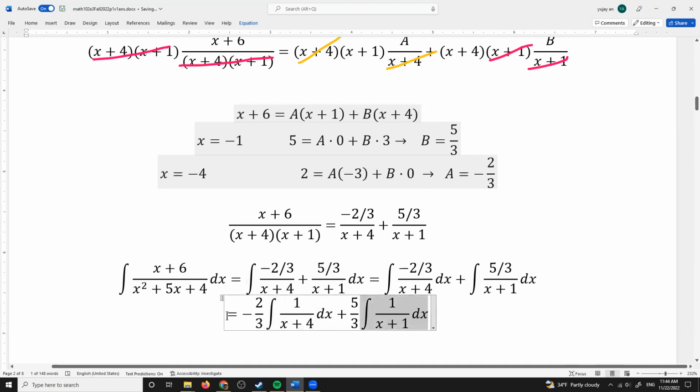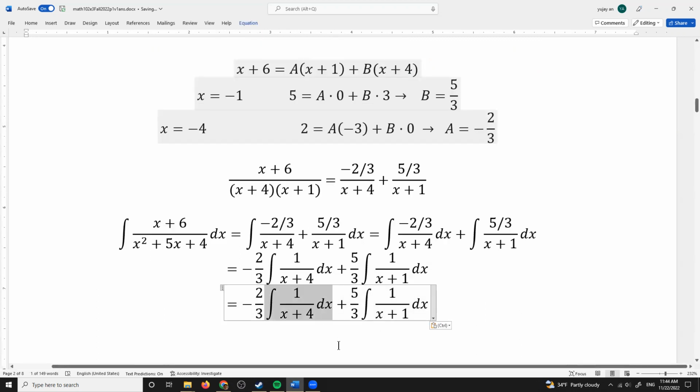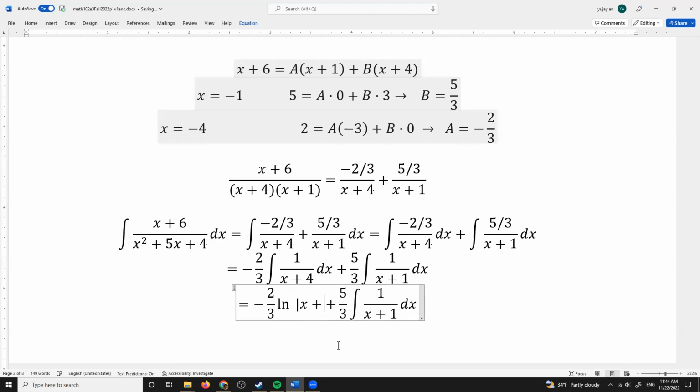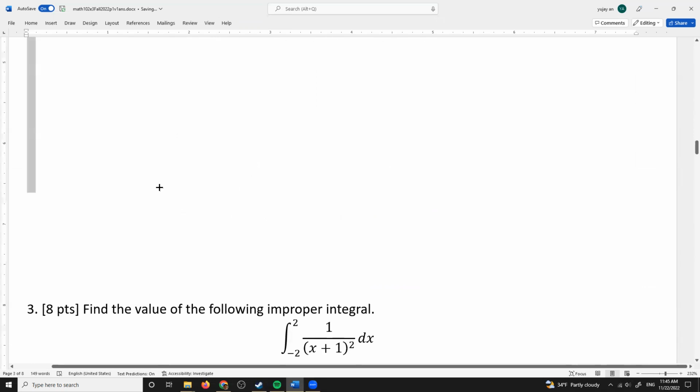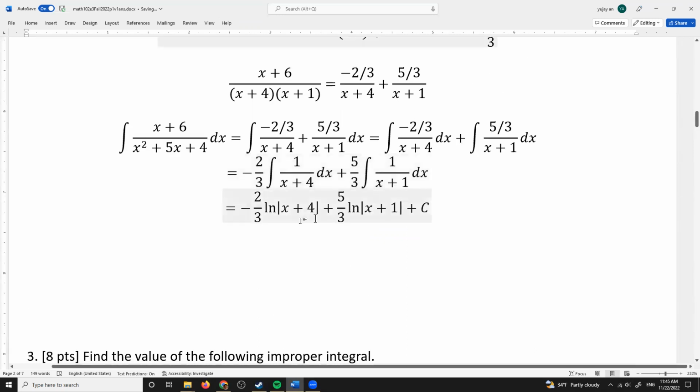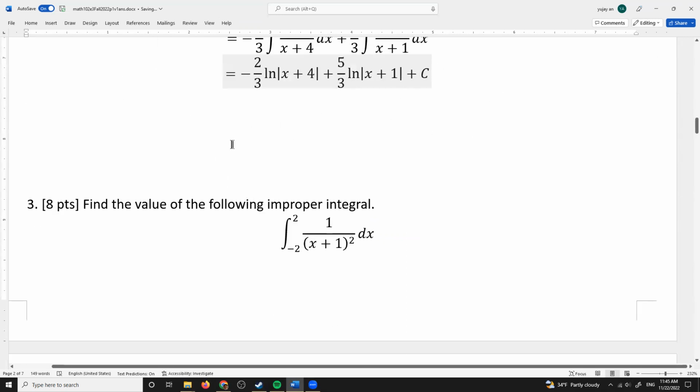They're both f prime over f type, so their integrals are just ln of the denominator. So I just say ln of the absolute value of x plus 4. And this would be ln absolute value of x plus 1. And plus C. So that's the final answer. Okay, that one most of you got right, so I don't think you're going to have much questions. Let's move on to question 3.